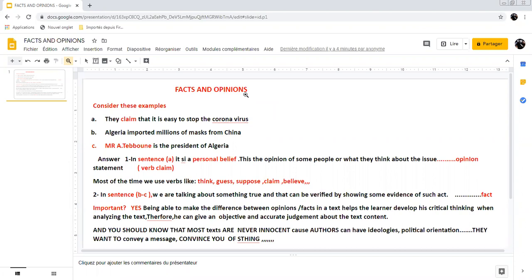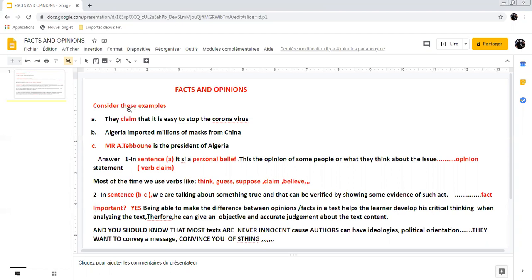So, facts and opinions. We've got three sentences here. Have a look at the first sentence. They claim that it is easy to stop the coronavirus. Sentence number two. Algeria imported millions of masks from China. And the three, Mr. Abdelmajid Tebboune is the president of Algeria.